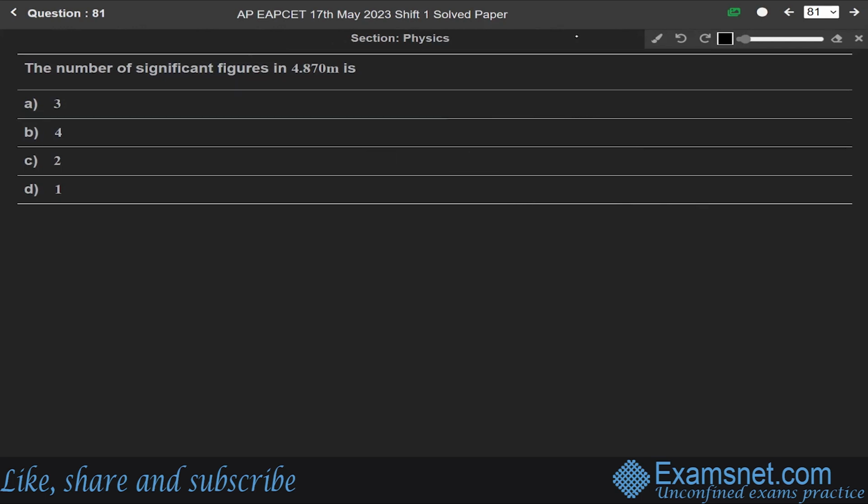The number of significant figures in 4.870 m is. So we have to find the number of significant figures. First of all, this question is from the chapter of units and measurements. In 4.870, all zeros to the right of a decimal point are always significant, as we all know. So the number of significant figures in this is 4. That is, the correct option is B, 4.